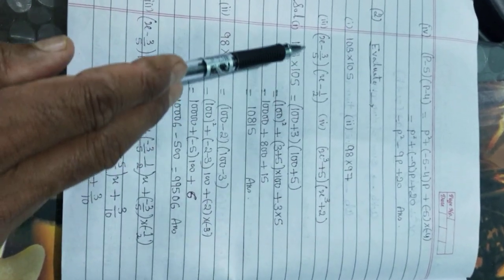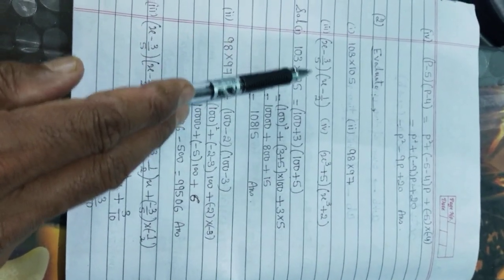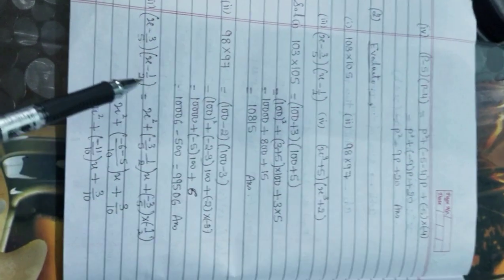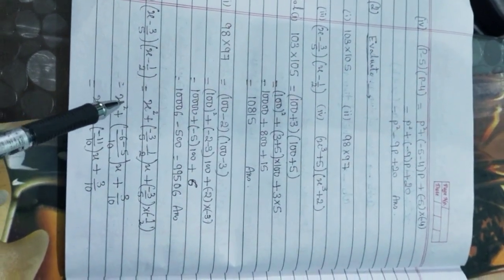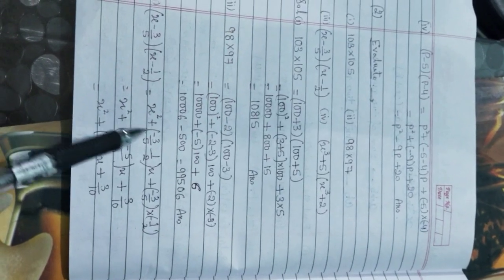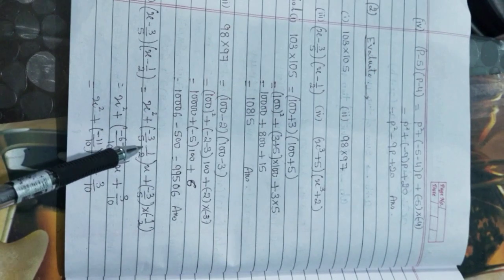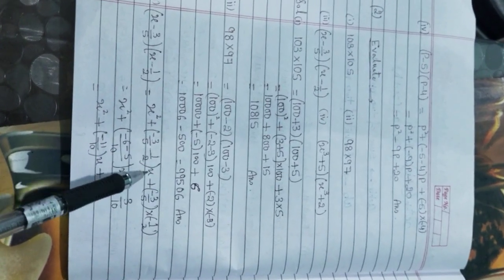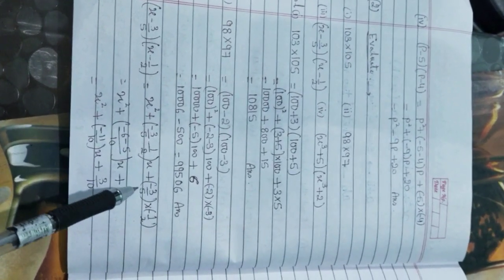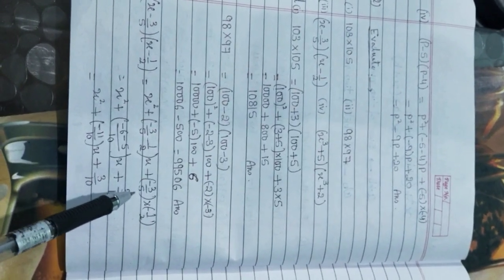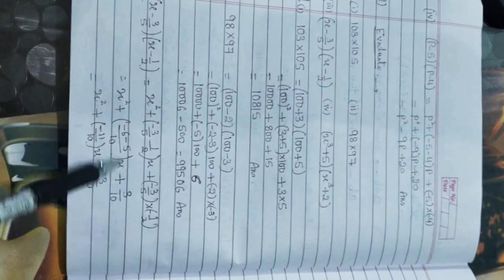Here the variable is x, a is minus 3 upon 5, b is minus 1 upon 2. Using identity fifth, x square plus a plus b x plus ab is equal to x square plus minus 3 upon 5 minus 1 upon 2 x plus minus 3 upon 5 into minus 1 upon 2. Here minus 3 upon 5 is a and minus 1 upon 2 is b.